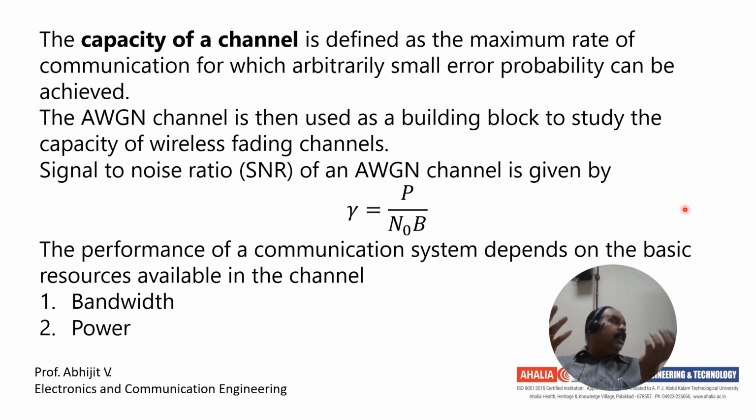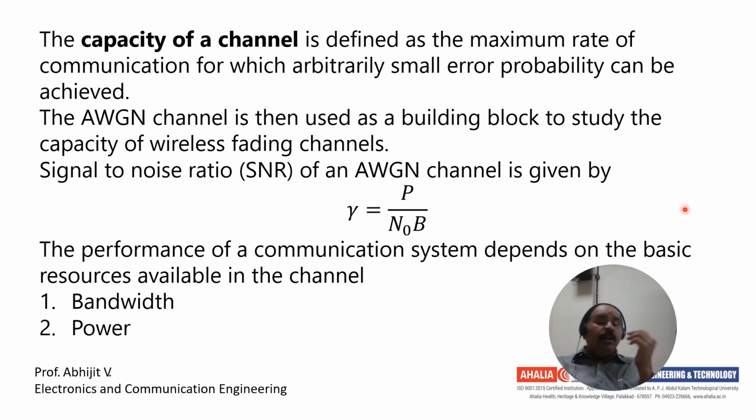Here we will consider that the input signal is X of I and the noise N of I is added to the input signal to be received at the output, and it is called Y of I. So we consider the noise to be additive in nature, white, Gaussian. It has a probability distribution function which is Gaussian.